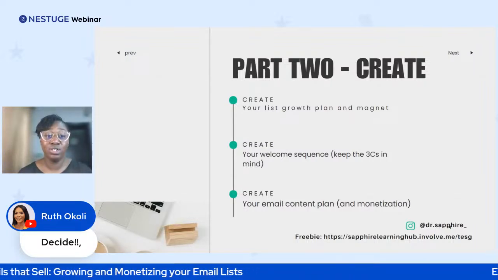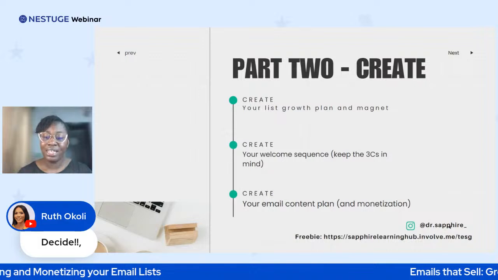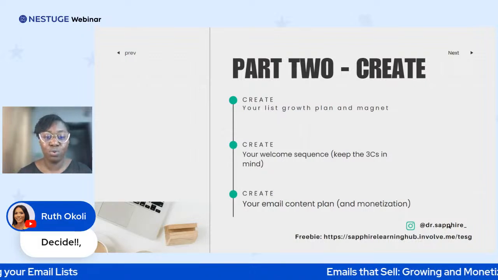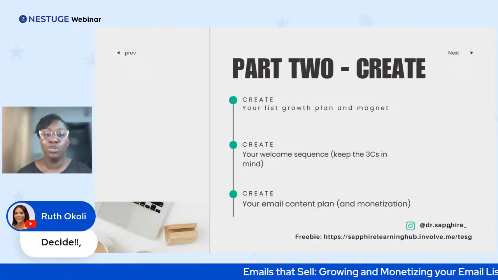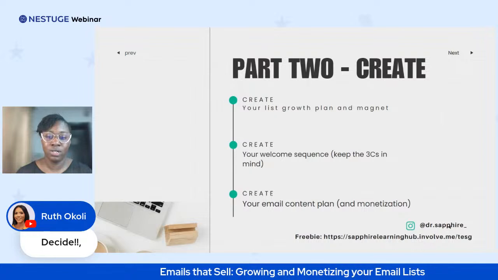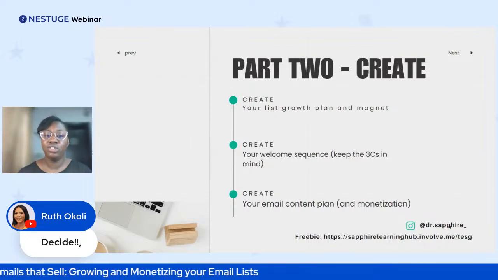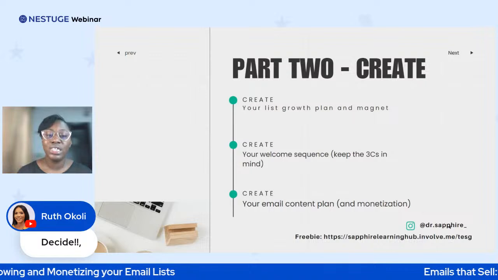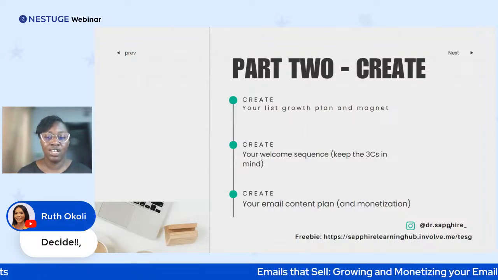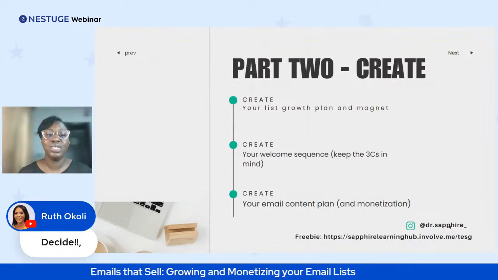Number one is your list growth plan. Remember that I told you that for you to be able to monetize your email list, you need to even have the email list. So one of the things you'll be doing is creating a list growth plan. Your list growth plan is simply: what am I sharing with people to attract them? Where am I sharing it? How do I want to share it? Answer these 3 questions, and you already have a list growth plan.